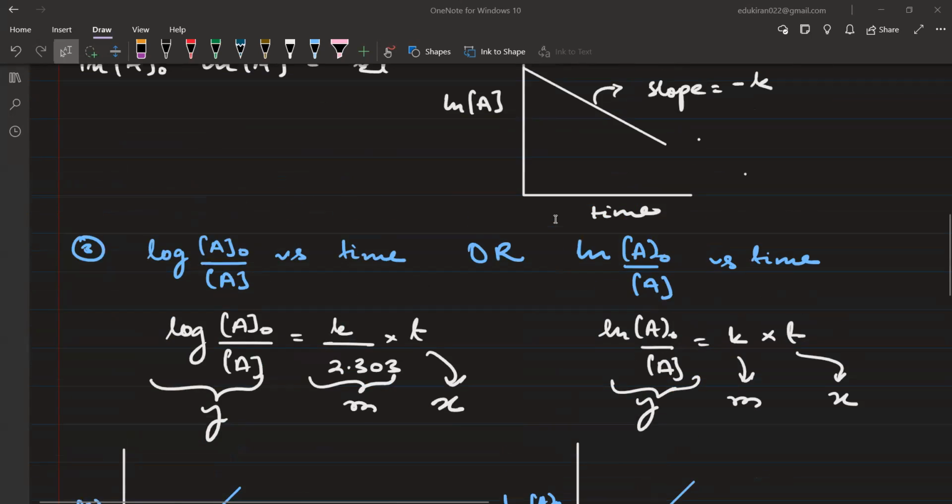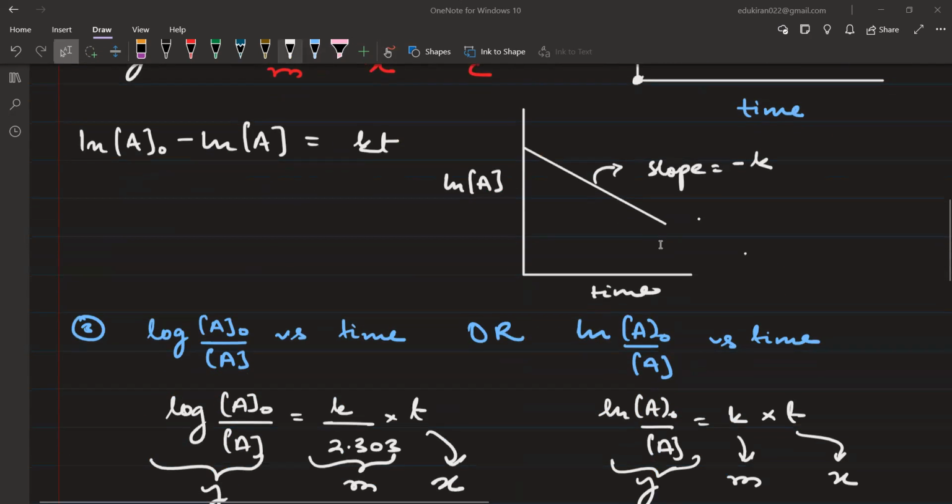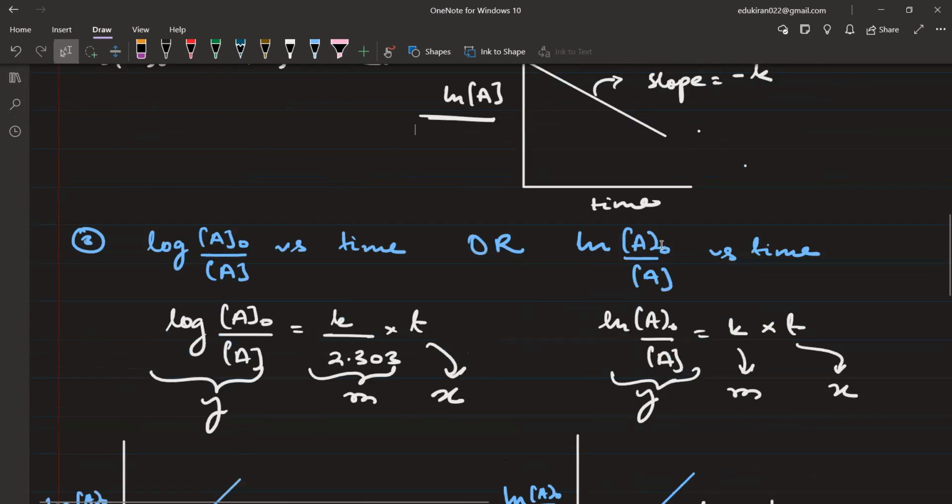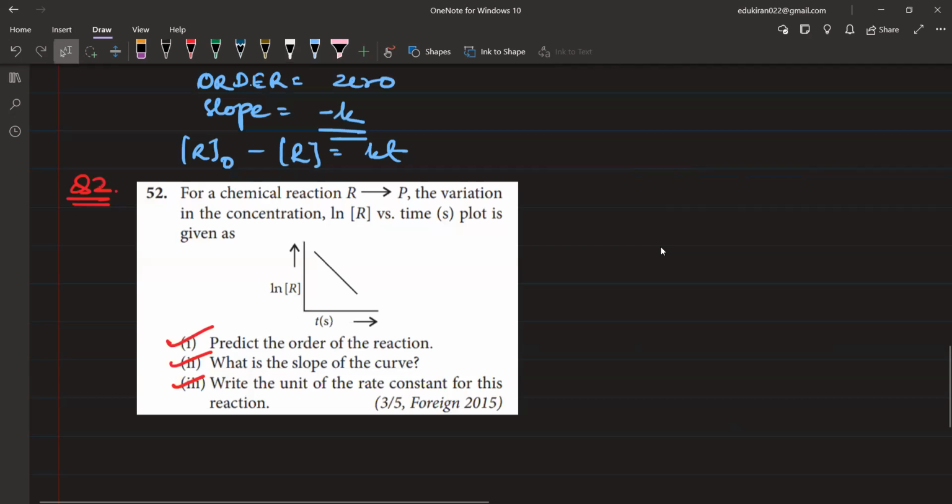See here, guys, you have just done this. Okay, that's enough, just answer this much. ln of A versus time. Okay, this was for what? First order reaction. So the order of reaction is equal to 1. Slope of the curve will be equal to minus k. Unit for this one will be second inverse.